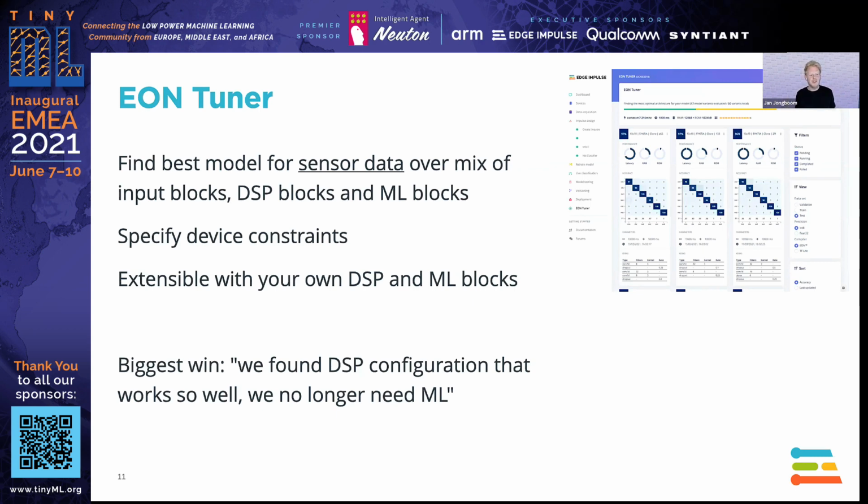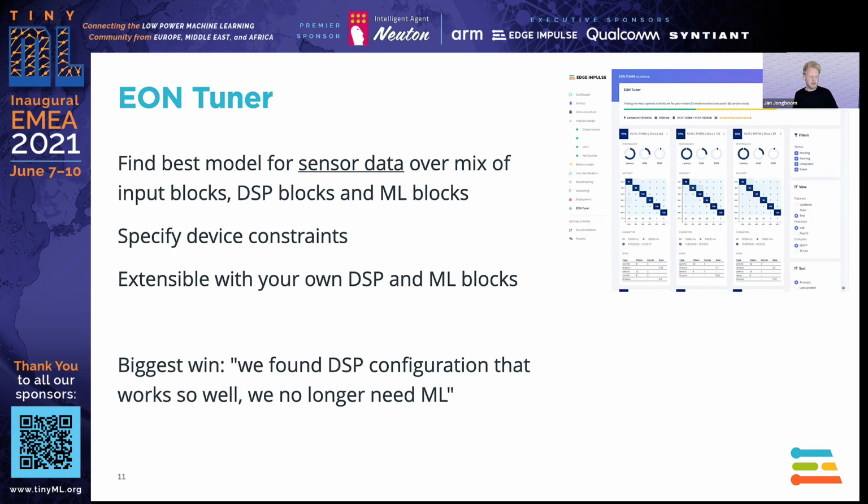A really key part here is that you specify your device constraints up front. I need to run this on a Cortex M4. I have 120 milliseconds budget to run one inference, and I have 20 kilobytes of RAM available, basically. And it's extensible with your own DSP and ML blocks. So if you're doing something with, I don't know, ECG analysis, you have pads on someone's head and you want to know what sleep stage that person is in, cool. You can bring in your own extract features from ECG signal block, say which parameters are available, and we can search that complete search space too, which I think is cool.